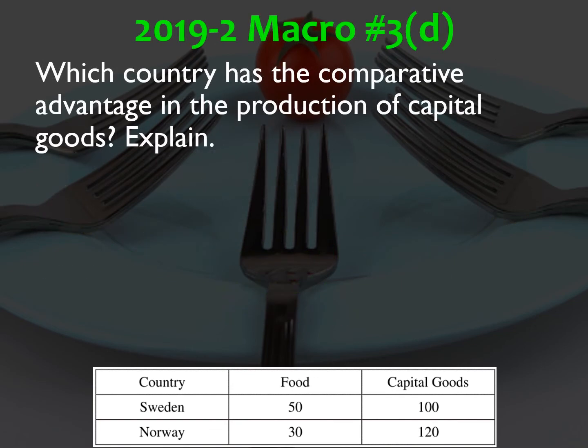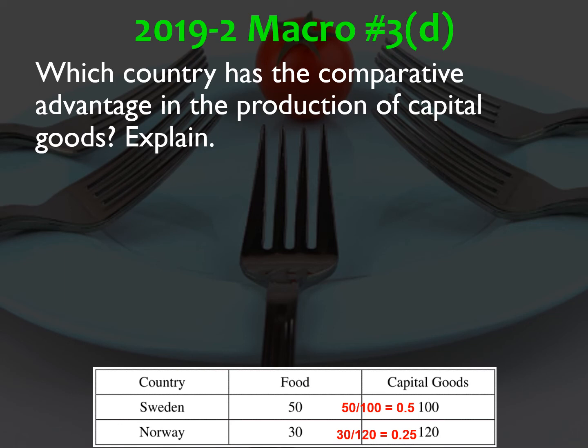D, which country has the comparative advantage in the production of capital goods? Explain. So, because it's output, we're going to look at opportunity cost. Sweden produces 100 capital goods for 50 units of food. So for each capital good, they give up half a unit of food.